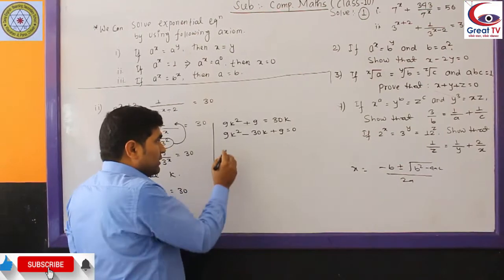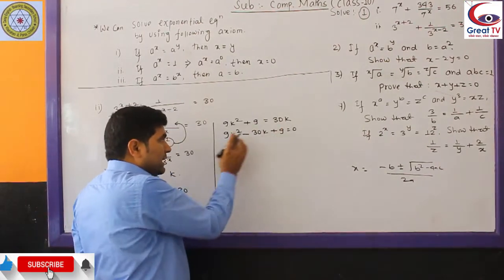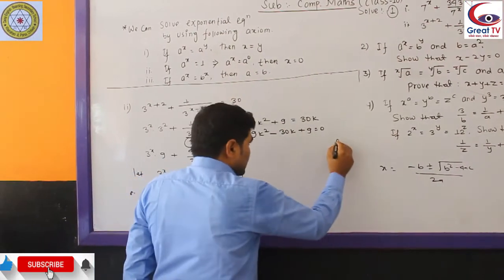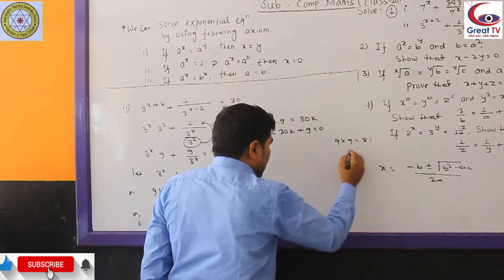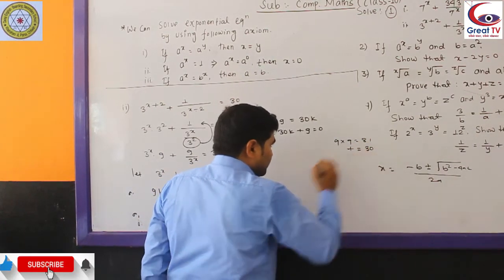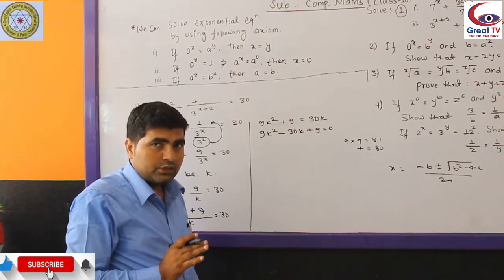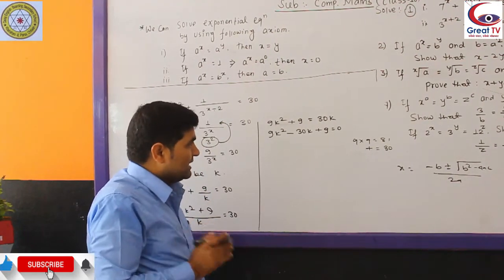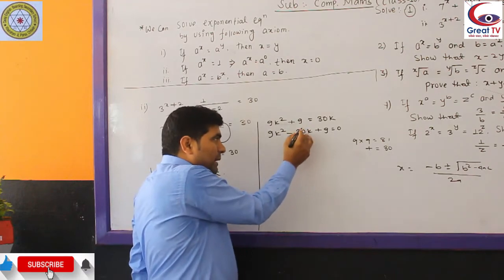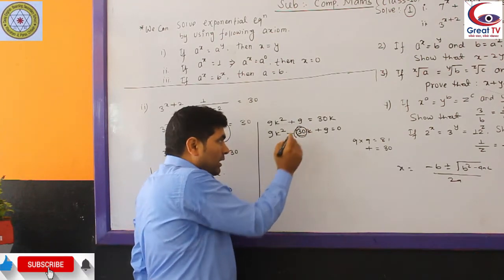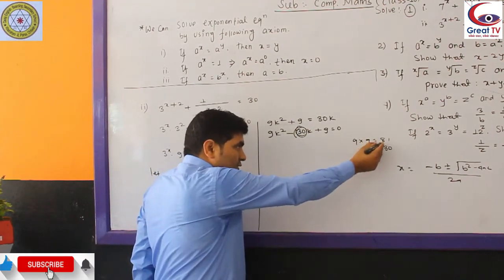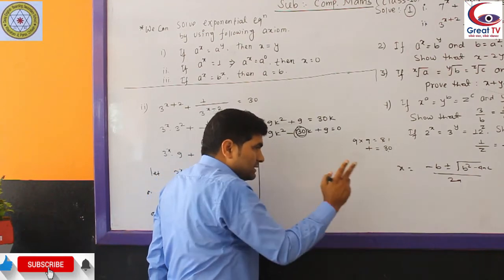first-into-last method. The multiplication value is 9 times 9, which is 81, and the addition value is 30. What are those two numbers? Don't be confused, don't be hopeless. Easily we can put the value from the factors of 30. The multiplication value is 81 and the addition value is 30. What are those two numbers?